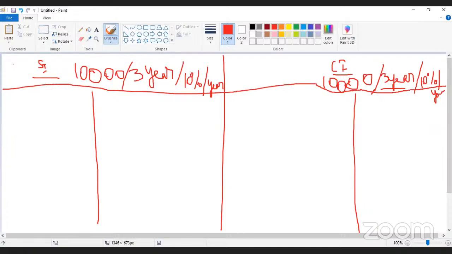The question: simple interest, 10,000 is the principal amount, invested for 3 years at 10%. So let's do it the formula way. Simple interest is equal to P, the principal amount, times the time in years, times the rate of interest by 100.